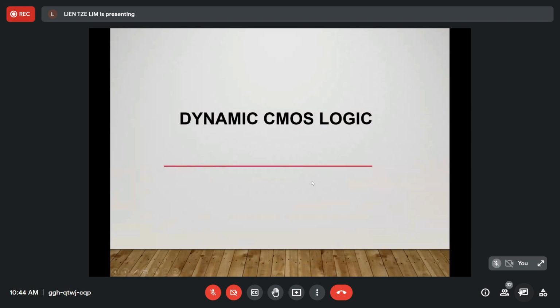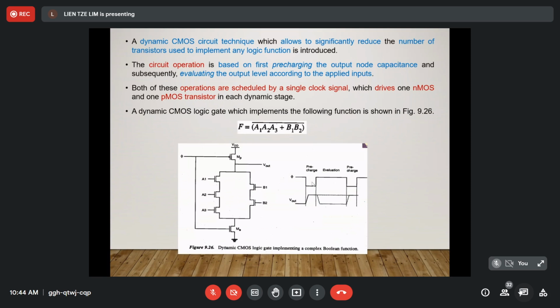Okay, so today I will continue with another type of the dynamic CMOS logic. I will introduce the domino logic circuit and also NORA logic circuit. Both of them are not difficult to understand. I will cover the fundamental one. So no worry.